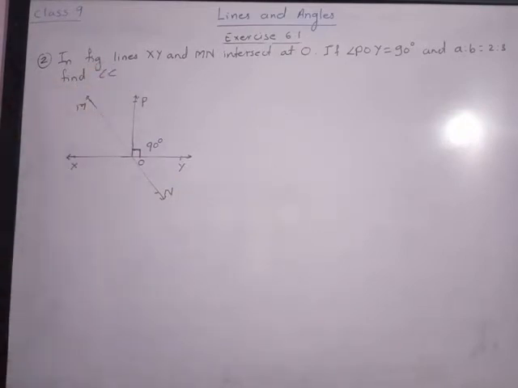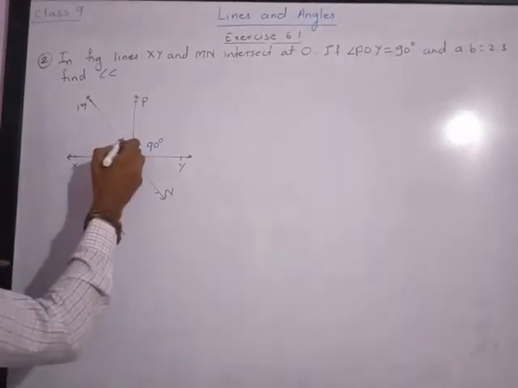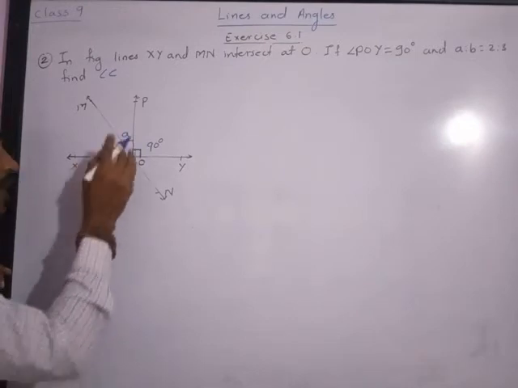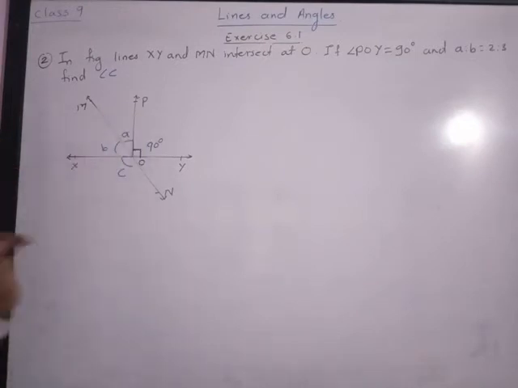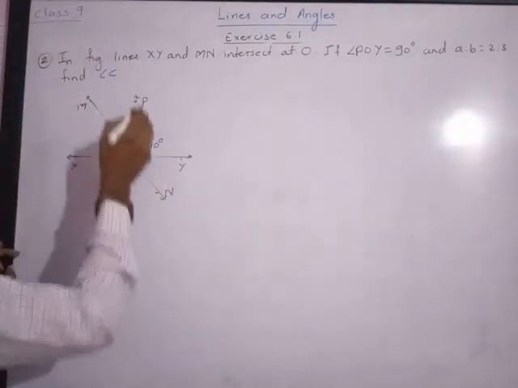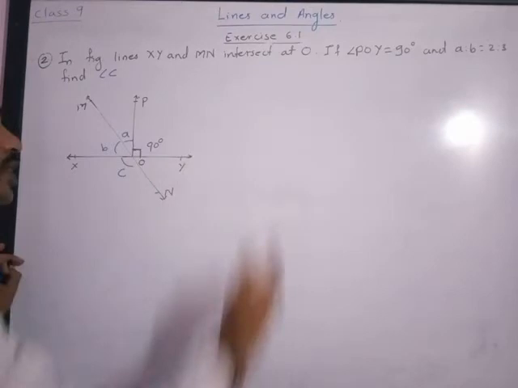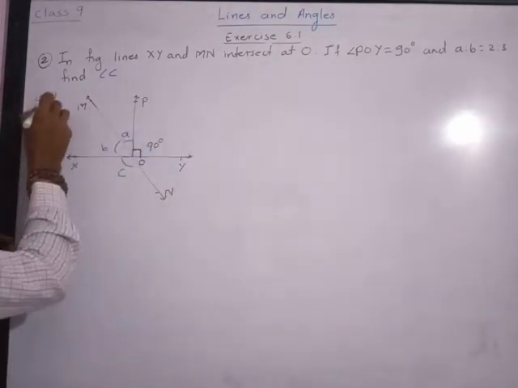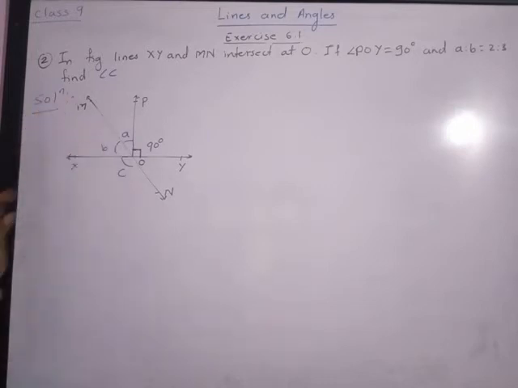Now for this, we are given these angles as a, b and c. We are given the ratio of a is to b. a is to b is equal to 2 is to 3. Now since the ratio is given, we can say that there exists a common multiplier, and let the multiplier be x. Let us write the solution of this. For this we need to write the given things first.